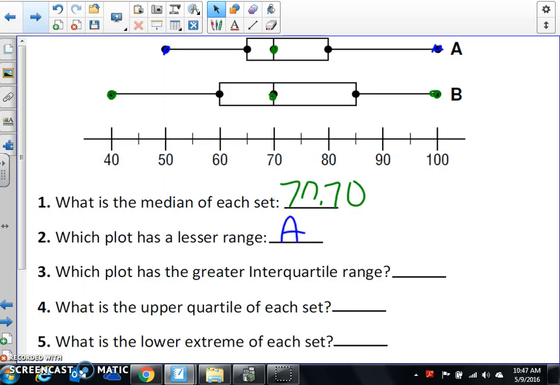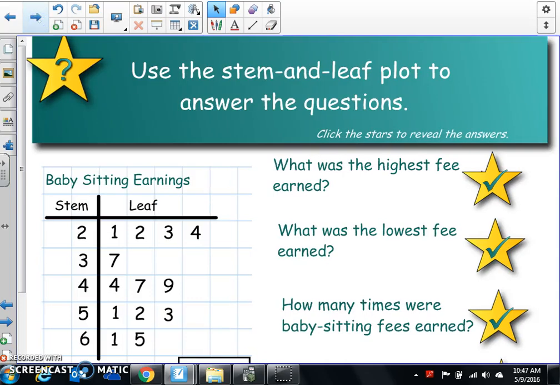We're going to finish up the rest of these because we're running out of time. Which plot has the greater interquartile range? You would just look at the box. We're going to look at that later on. But here are your practice problems that I want you to focus on right now.